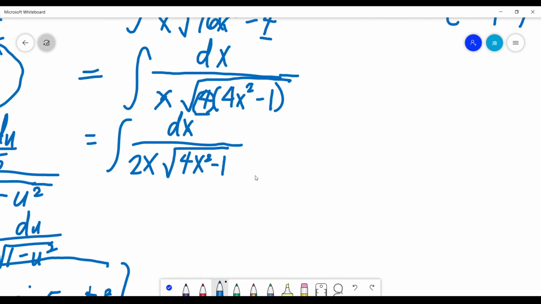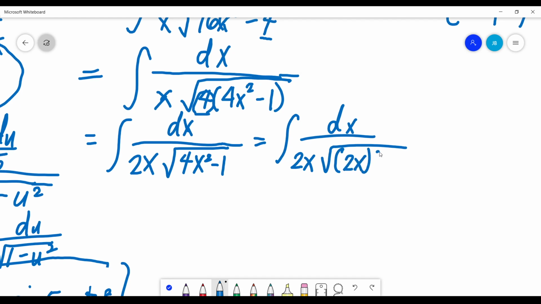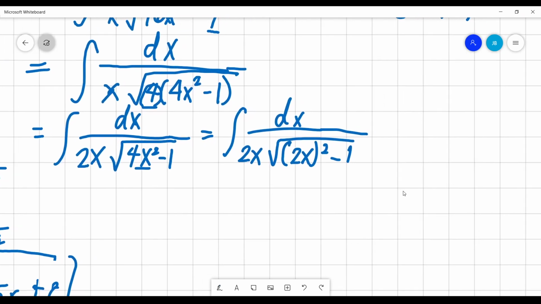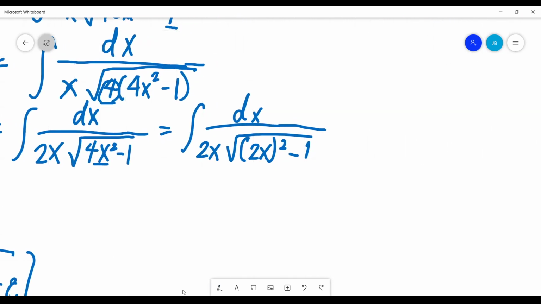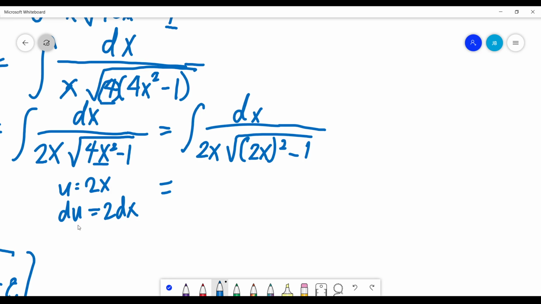What we need to do first is to simplify the function. So that's dx over 2x square root of, what should we do here? Here we can let this one as 2x squared. So that's 4x squared, right? The same. Minus 1, or 1 squared, which is just equal to 1. And then you let your u as 2x, du is equal to 2 dx. So your du over 2 is equal to dx.